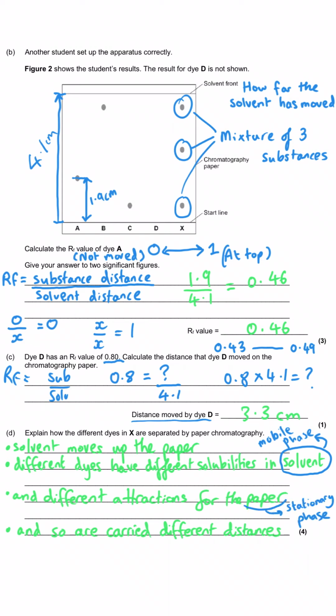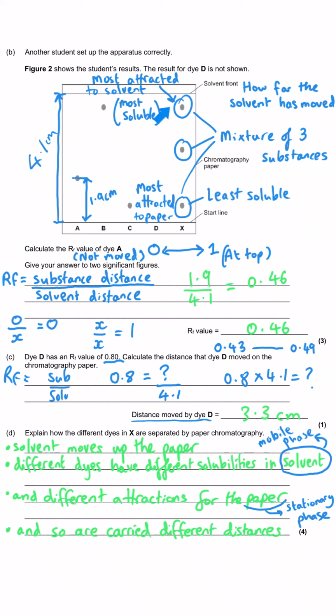because what this really is, this is a kind of a tug of war between the solvent and the paper. And if the solvent's got a really strong attraction to a component, then it will travel a long way up the paper. But if the paper has got a really strong attraction for the substance, then it won't travel so far. It will travel this short distance here. So we can say that this substance at the bottom, whatever that is, has got a really good attraction for the paper and not for the solvent. And this one at the top has got a really strong attraction for the solvent and not the paper.